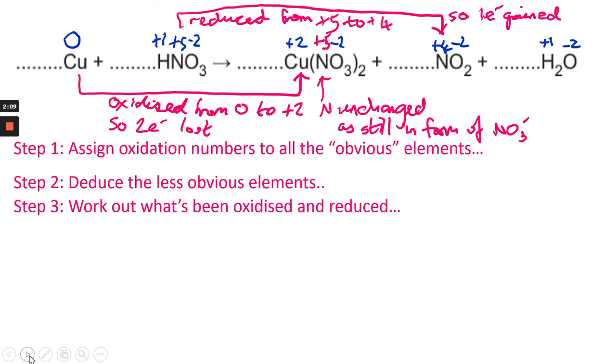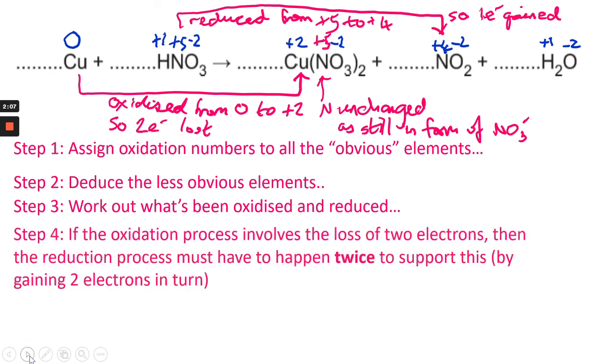So let's take this information and do something with it. If the oxidation process involves the loss of 2 electrons, then the reduction process has to happen twice to support this, because each reduction process in this particular equation only involves the gain of 1 electron. So you have to gain 2 electrons to support the loss of 2 electrons. So your reduction has to happen 2 times. So you can put a 2 in front of the HNO3 and a 2 in front of the NO2. So that means the reduction has happened twice now.